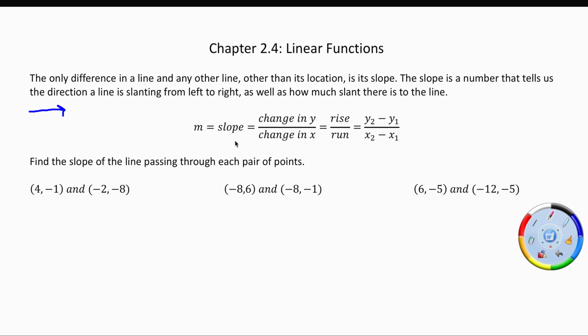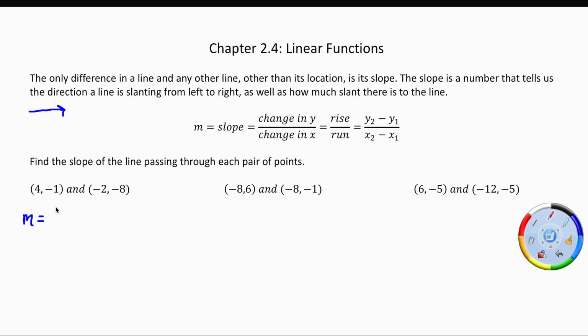Here's our formula for the slope. You can think of it as your y's over your x's, rise over run. And here's the specific formula, y sub 2 minus y sub 1 over x sub 2 minus x sub 1. So I've got to have 2 points to use this formula. And these are just talking about the y coordinates and the x coordinates. In other words, if I'm trying to find the slope of the line passing through each pair of points, I just plug into my formula.